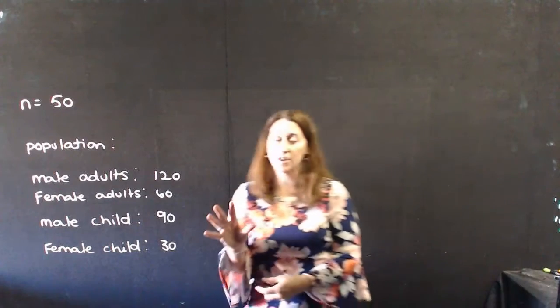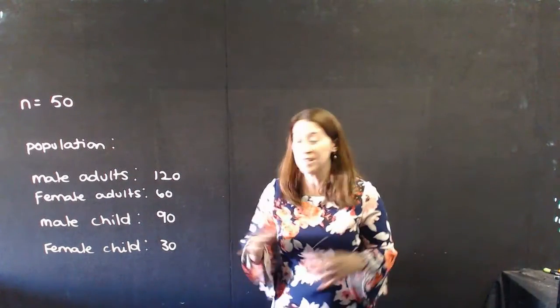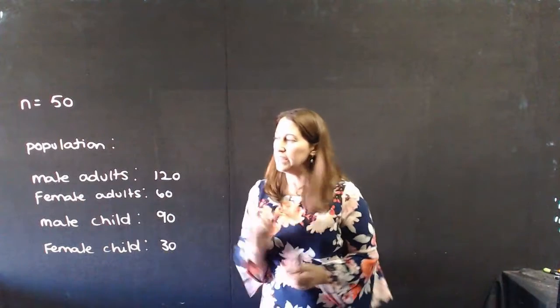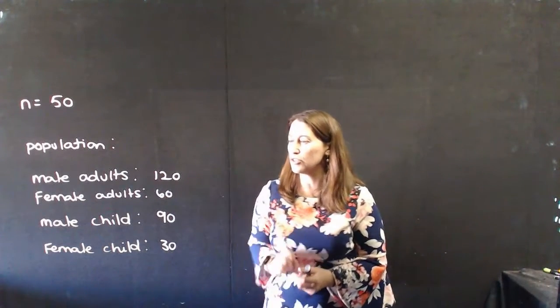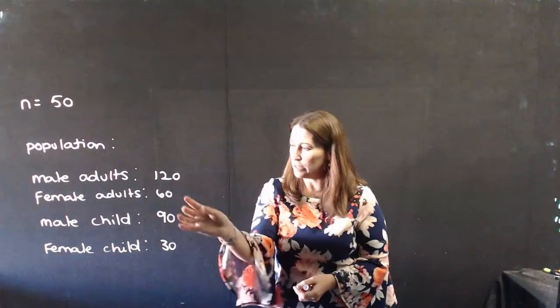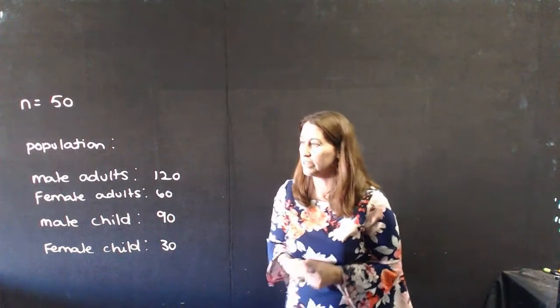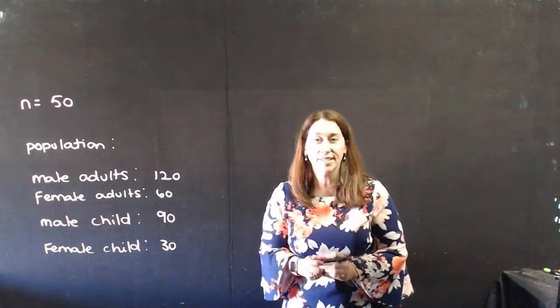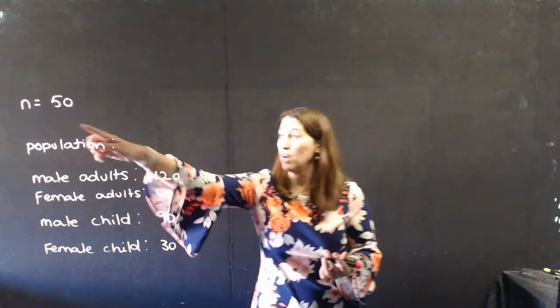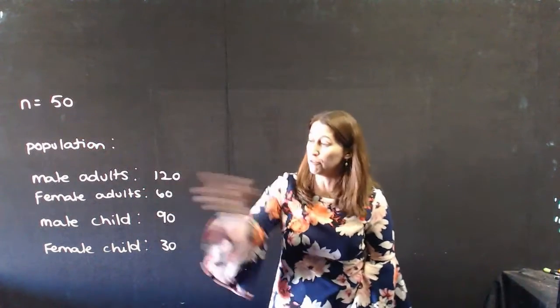Alright, so in actual fact I've got a gym population, or a leisure centre. So you've got a leisure centre population where there's 120 male adults, 60 female adults, and then you've got 90 boys and 30 girls of child variety. So the first thing you need to know when you're going to take a stratified sample is what sample size you're going to take. So we're going to take a sample of 50 from here.